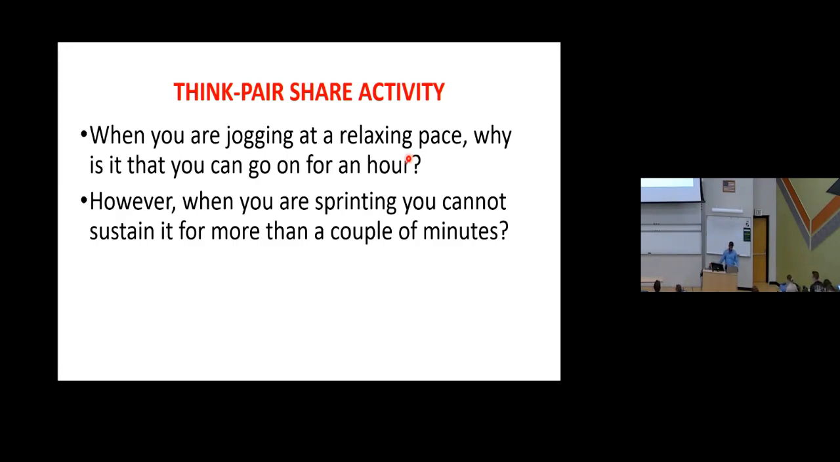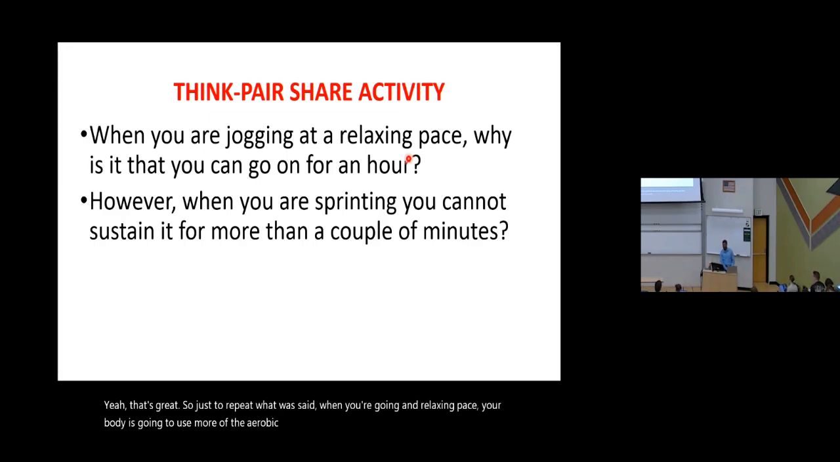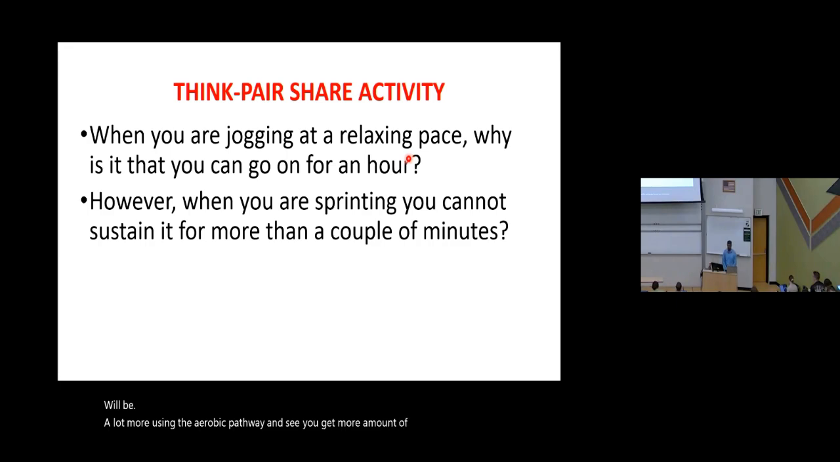Yeah, that's correct. So just to repeat what was said, when you're going at a relaxing pace, your body is going to use more of the aerobic pathway, whereas the anaerobic pathway is probably what you're using when you have a high intensity activity. So the amount of ATP generated will be a lot more using the aerobic pathways, and so you'll get more ATP produced for the same amount of substrate.